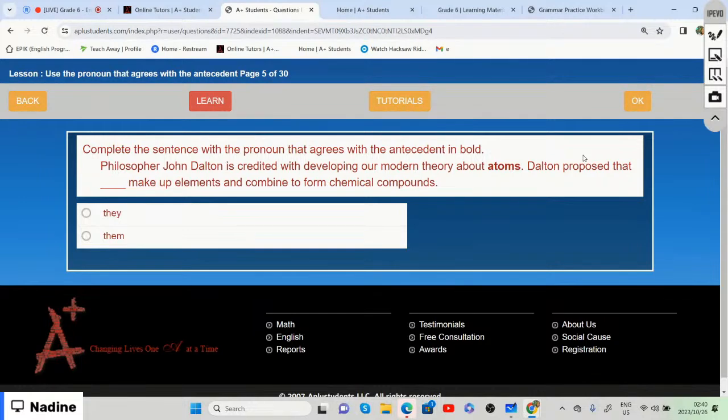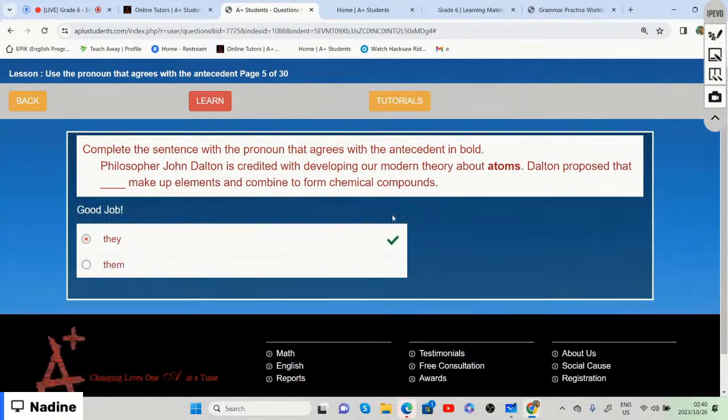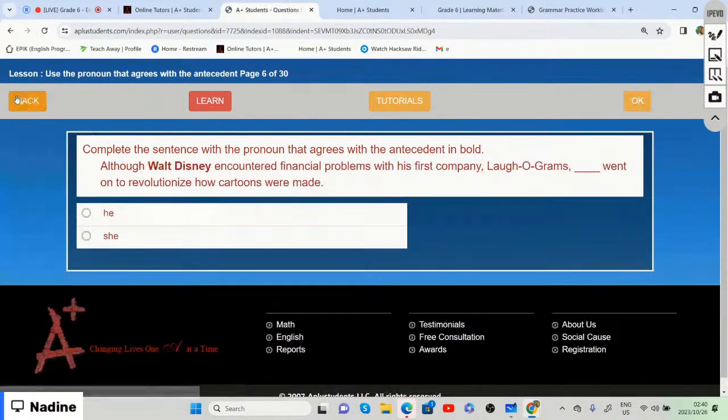All right, and if we select the pronoun, which refers to the antecedent, atoms, we can say Dalton proposed that they make up elements and combine to form chemical compounds. So "they" is our correct answer.